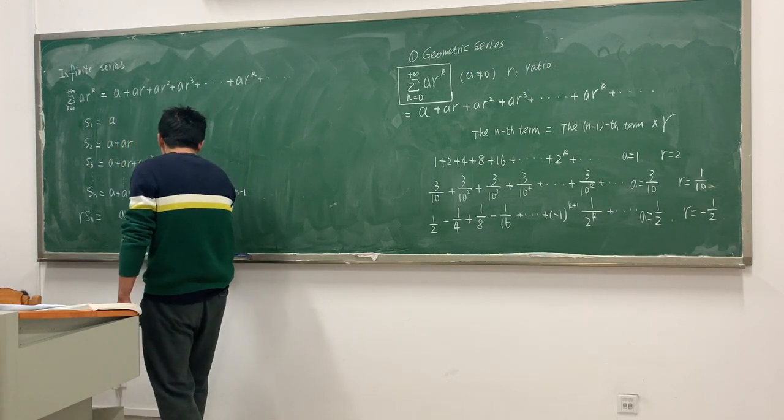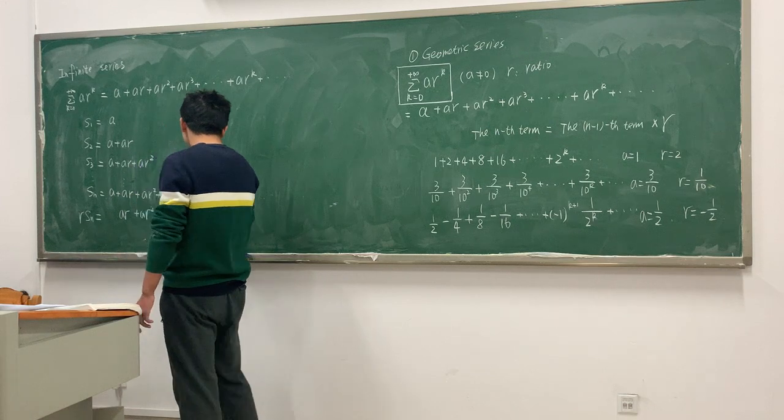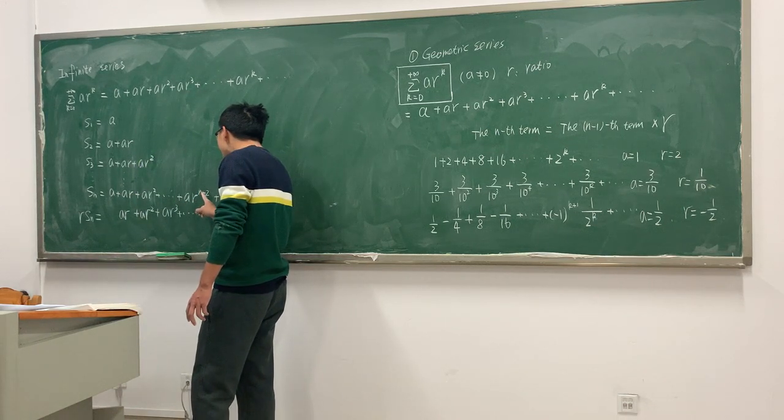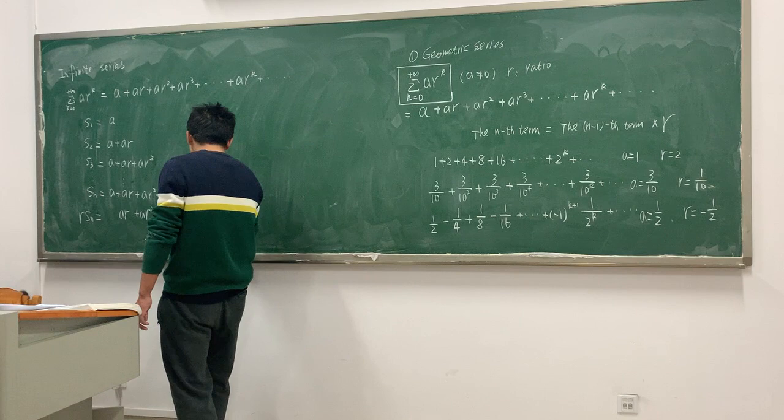And go on here. Here is AR to the n minus 2 power times R. So here is what?